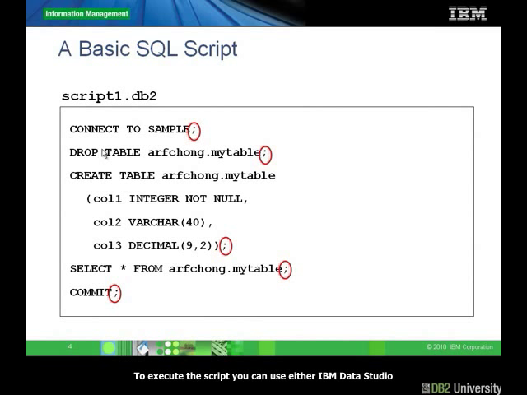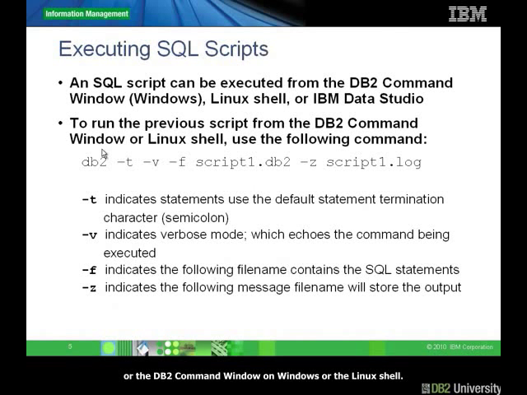To execute the script, you can use either IBM Data Studio or the DB2 command window on Windows or the Linux shell. To execute it from the command window or Linux shell, issue the following command: db2 -t -v -f script1.db2 -z script1.log. We will explain what all of this means in a few minutes.